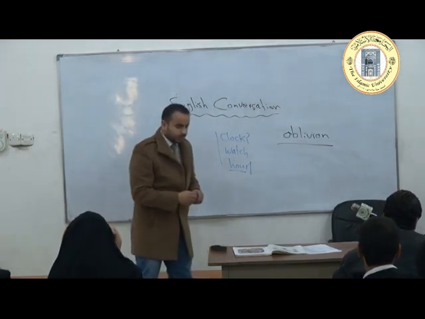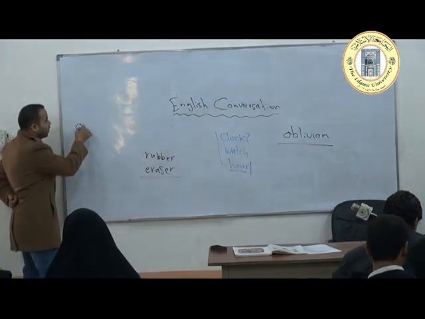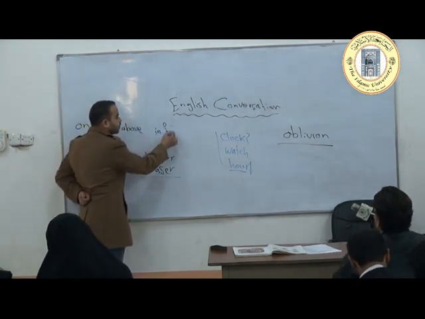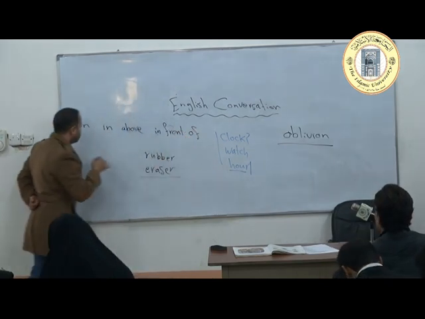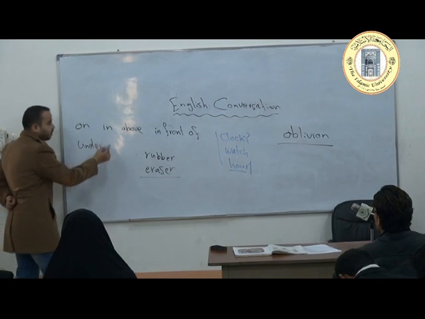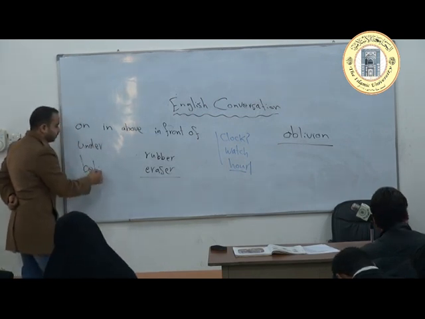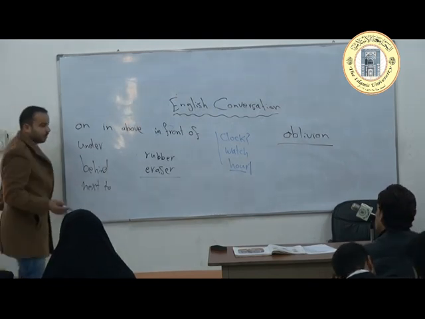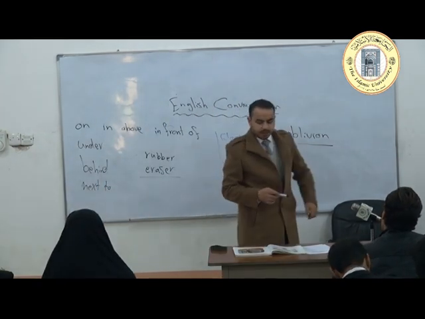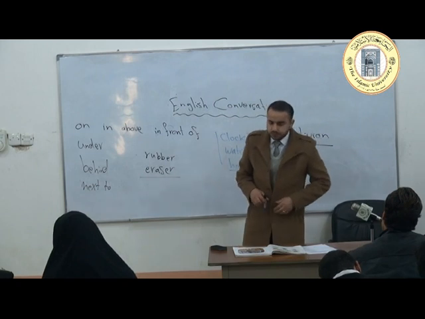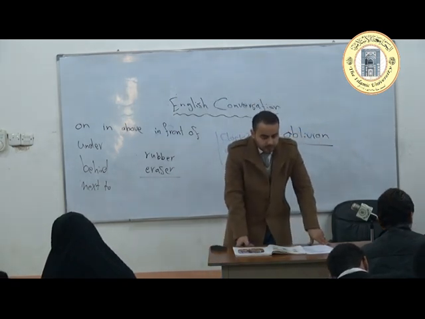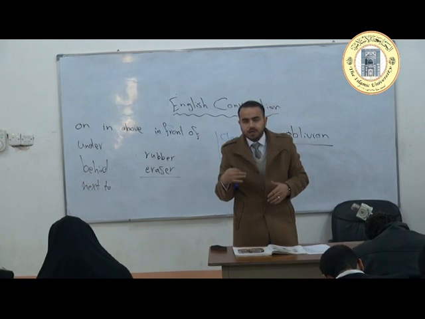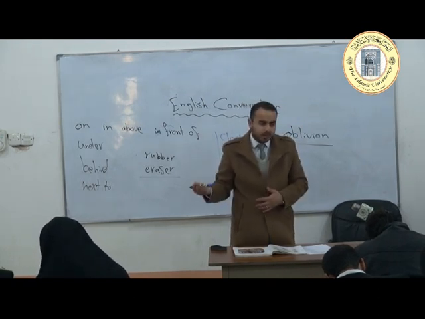We have many prepositions, for example: on, above, in front of, under, behind, next to. That's enough. Look at the picture of the box. We have keys and we have a box. Look at the position of the keys: sometimes in, sometimes on, sometimes under, behind.